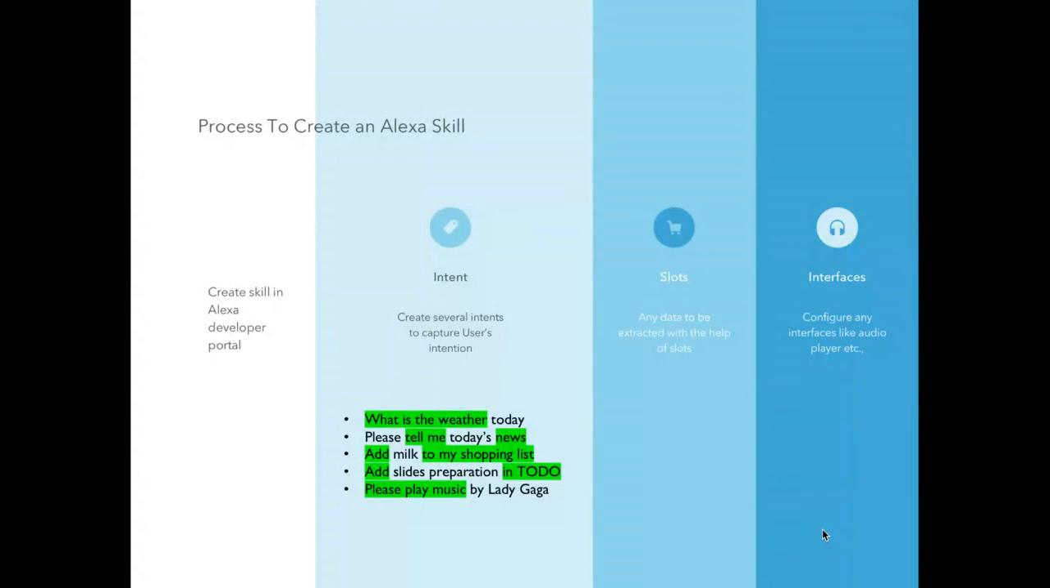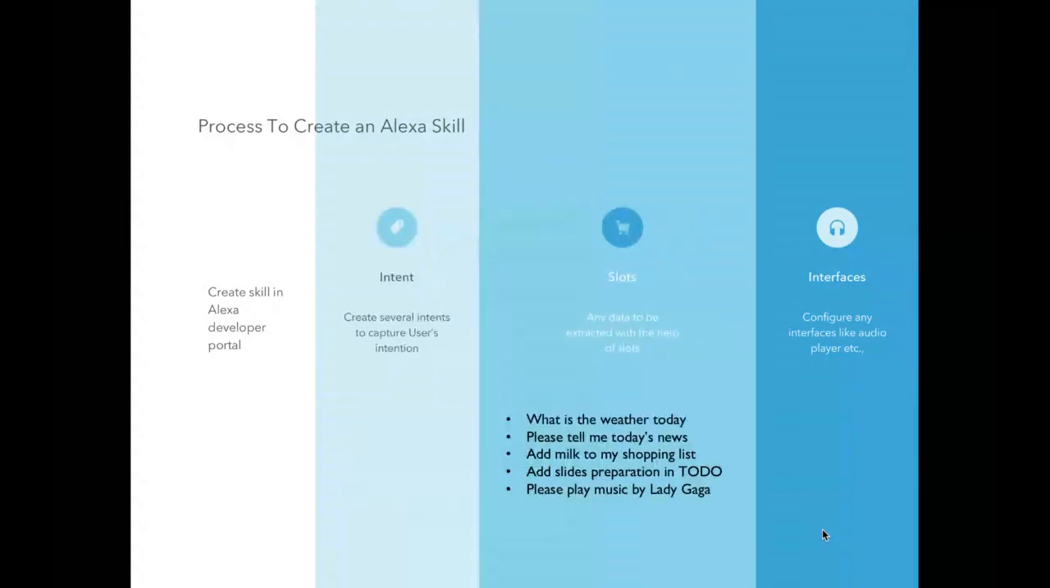From then on, slot identification comes into the picture. What is a slot? A slot is data that can vary. Take this example of what is the weather today. A user can say what is the weather today, or what is the weather yesterday, or what will be the weather tomorrow. So that's a variable. What is the weather is an intention that's going to be fixed. Even though he may say it in a wide variety of ways, the intent is still fixed. But what exactly he wants to do with that intent is fine-grained.